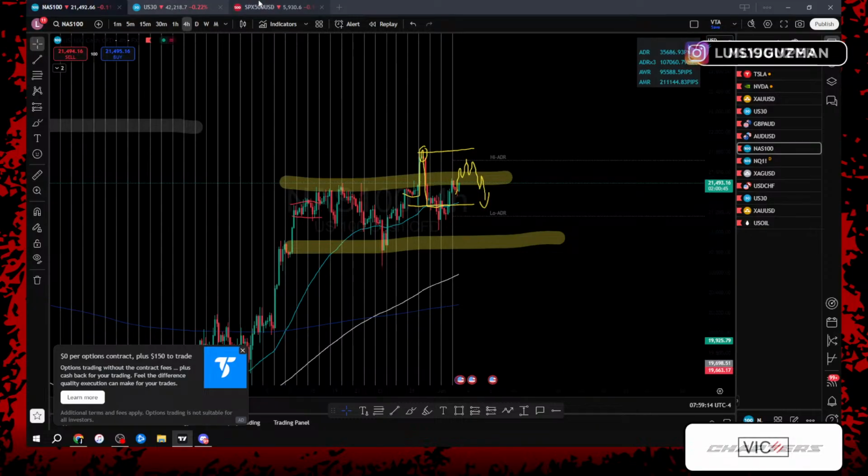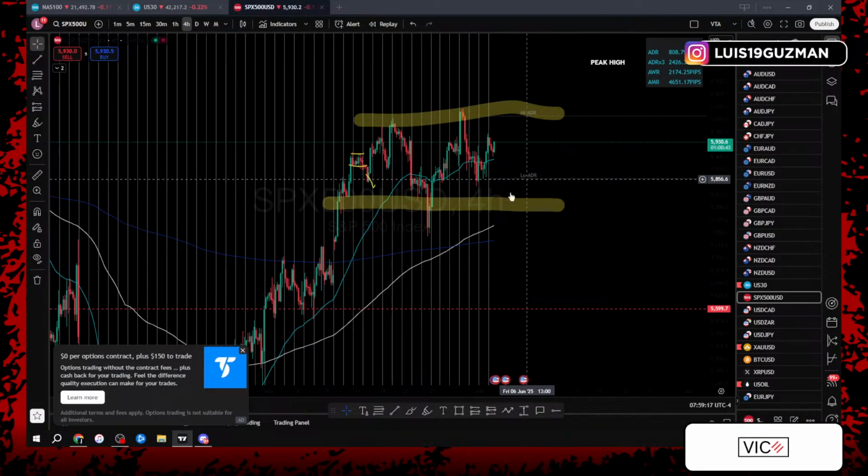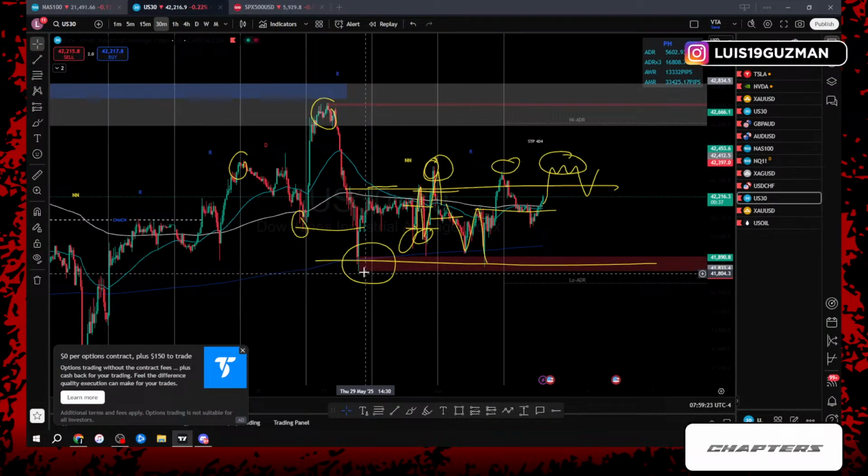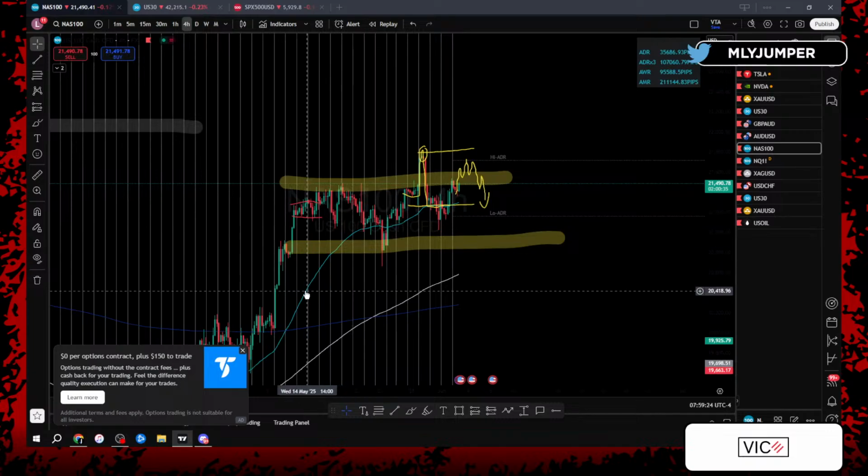There's nothing to trade. Same thing with S&P. What are we going to trade? We're just in a range. We've been stuck in this range since the beginning of May. Very similar to the other pairs. It's the exact same thing. Since the beginning of May, same day too, May 13th.